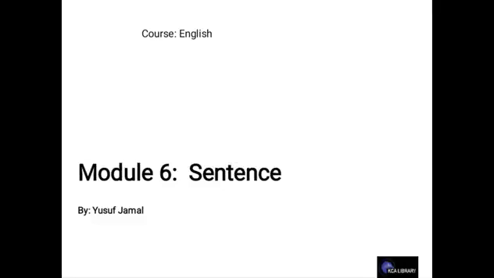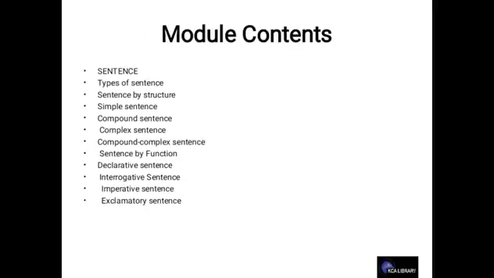This is Module 6 of this course, and the topic that we'll be addressing in this module is sentence. That is our sentence in the English language. So, for the contents of the module, we have the meaning of sentence. We have the types of sentence. Under the types of sentence, we have the sentence by structure, that is the structural classification of sentences. And under that, we'll be having simple sentence, compound sentence, complex sentence, and compound-complex sentence.